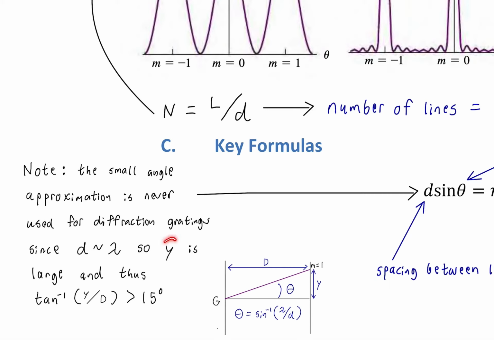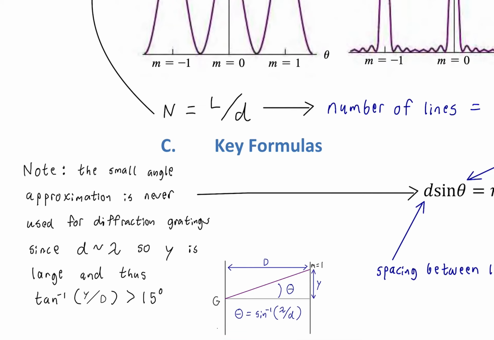And because of that, Y, the actual spatial distribution of the pattern on some screen, is large. And therefore, tangent inverse of Y over D is always going to be greater than 15 degrees. You can't use the small angle approximation. Tangent of theta does not almost equal sine of theta. They're going to be substantially different from each other.